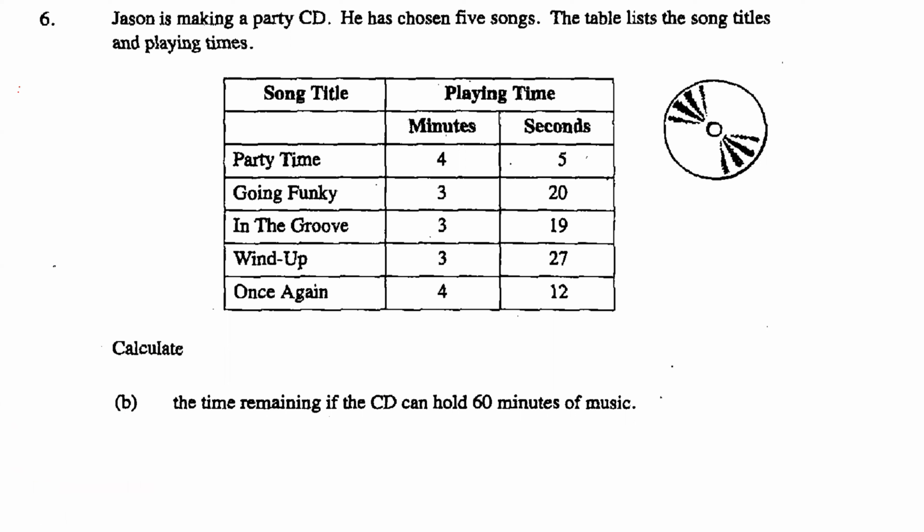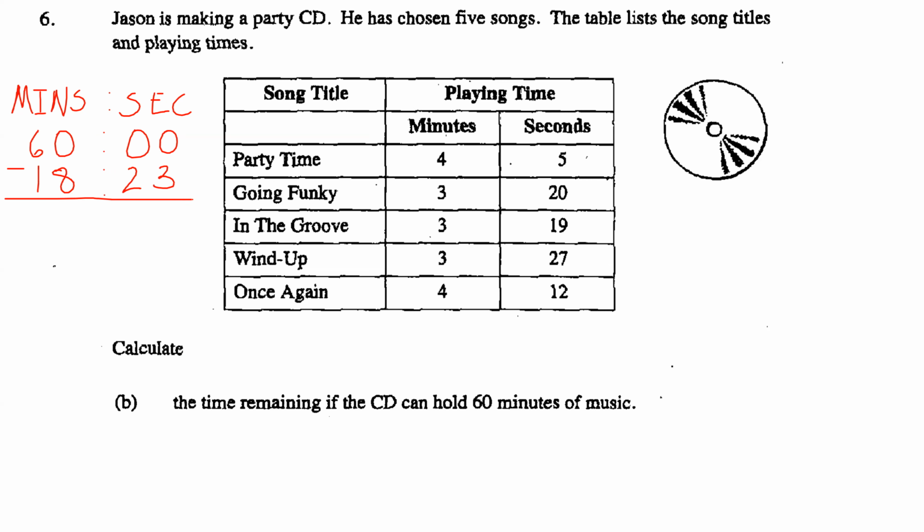So we have minutes and then we have seconds. How many minutes do we have? Well, we have 60 minutes. How many seconds do we have? Well, we have 0 seconds because it's 60 minutes. That's all. Now we have to subtract 18 minutes and 23 seconds. All right, that's it.